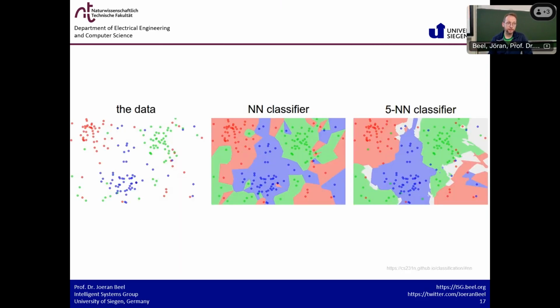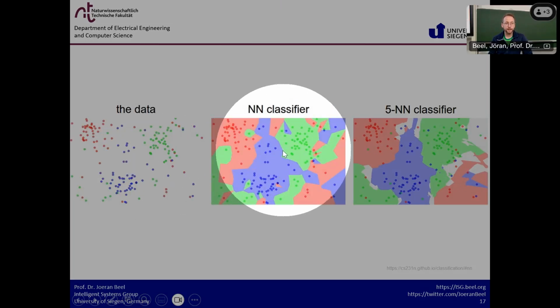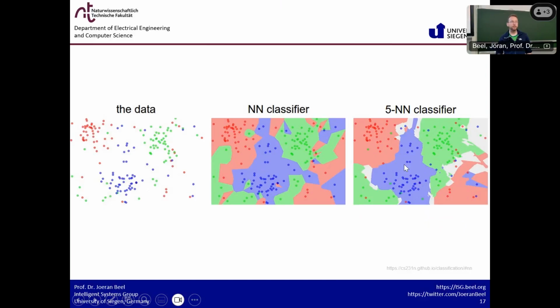Here's some more examples with different classes. So this is the data. And if you would have a multi-class classifier here with one nearest neighbor or here with 5 nearest neighbors, it would look like this. Coming back to the hyperparameter K, I said already you cannot learn it. You must try it.